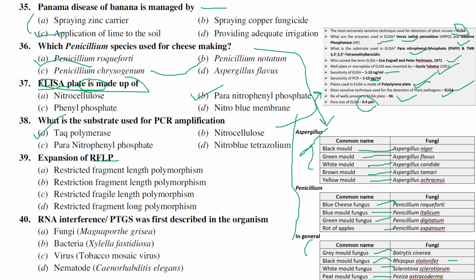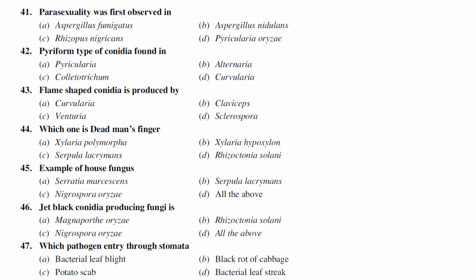Next one is, RNA interference or PTGS was first discovered in which organism? RNA interference or PTGS was first discovered in the nematode Caenorhabditis elegans, right? That was discovered by Andrew Fire and Craig Mello. Next one, parasexuality was first discovered in which organism? Parasexuality was first discovered by Pontecorvo and Roper in 1952. They discovered it in Aspergillus nidulans. Aspergillus fumigatus, niger, parallel. So the answer is Aspergillus nidulans here.